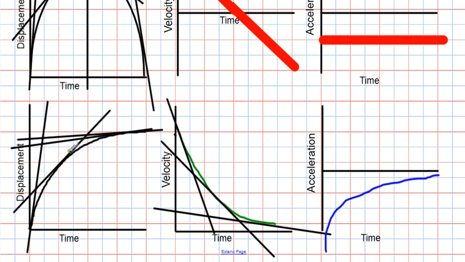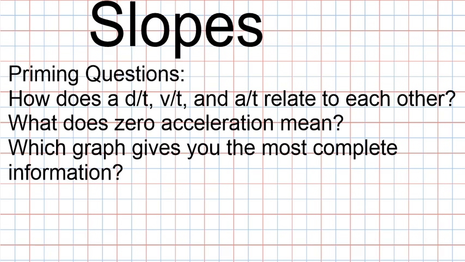And so we have our dt, our vt, and our at graphs. And remember, these are all related through the slopes. The slope of a dt graph, the instantaneous slope, will give you the plots for the vt graph, and the instantaneous slopes along the curve for a vt graph will give you your at values that you can plot and produce that particular graph. And here are your priming questions again.